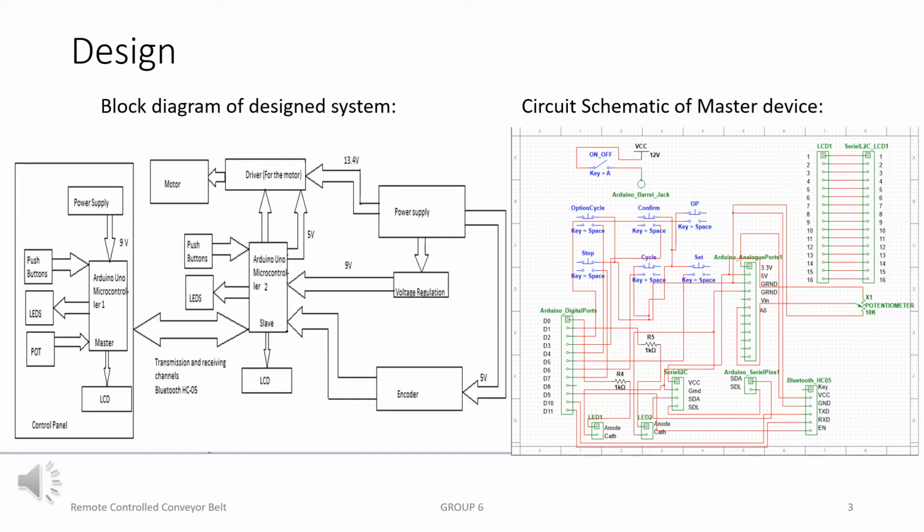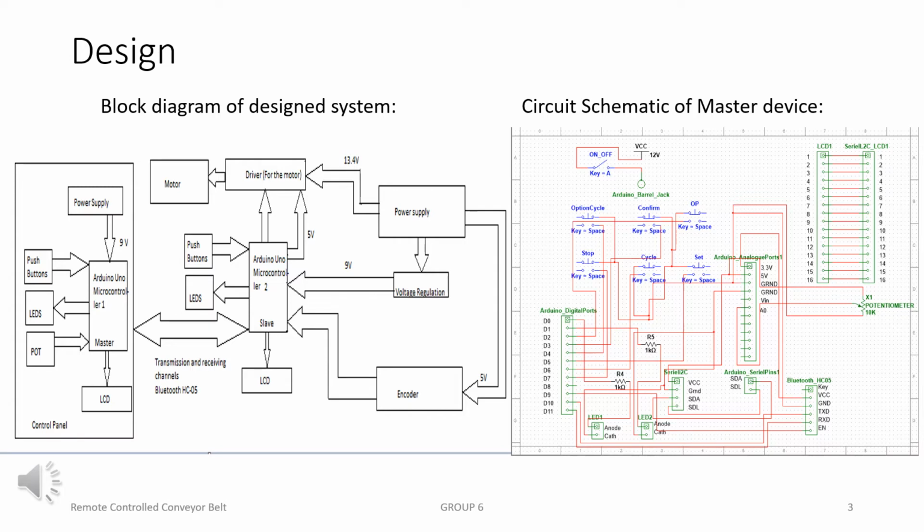In the conveyor belt system, the slave Arduino is powered by a 9-volt DC regulated signal from the power supply. The motor driver has 3 inputs from the Arduino, 2 for direction and 1 for PWM, and 2 power inputs, which are 5 volts for the internal circuitry and 13.4 volts to drive the motor. The shaft of the encoder is mechanically connected to the motor and receives a 5-volt DC signal from the power supply and is used to determine the speed of the motor.